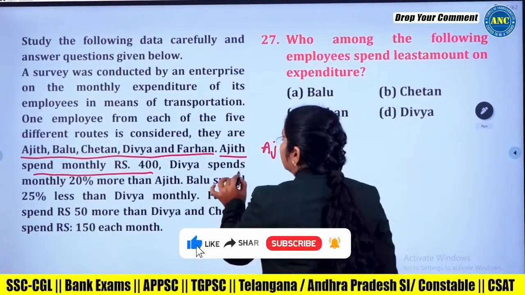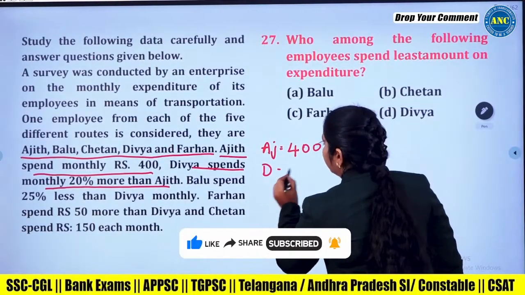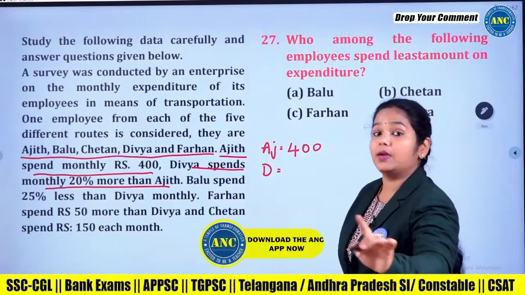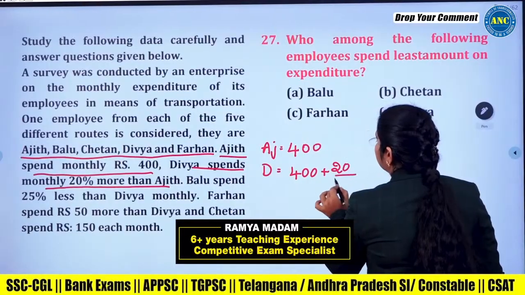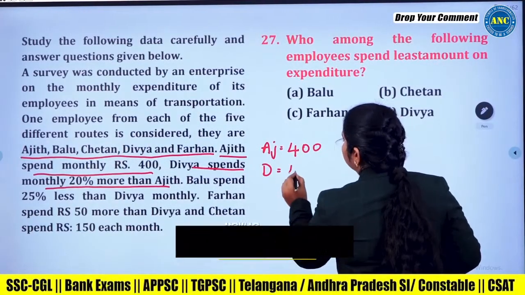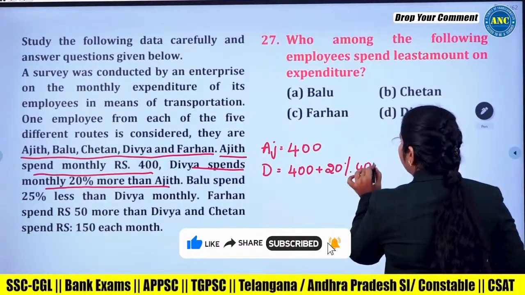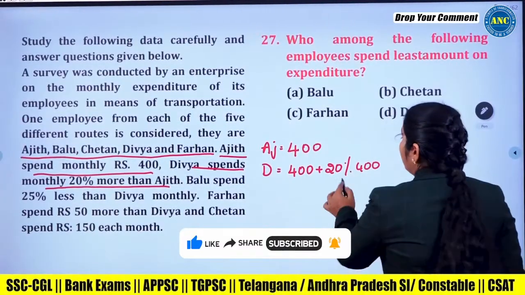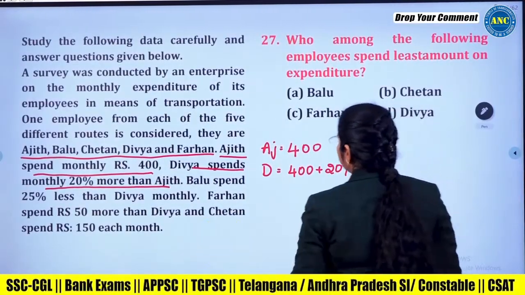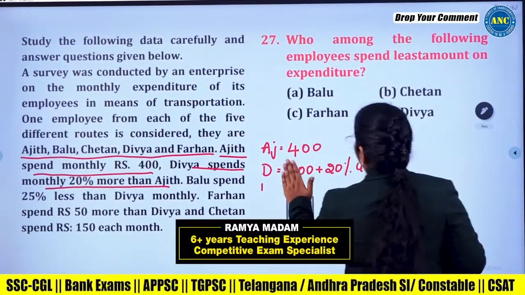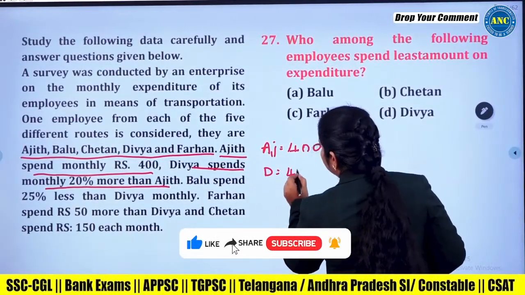Next, what are they saying? Divya spends 20% more than Ajit. So when you take the value of Divya, she spends 20% more than Ajit. So it is Ajit's value 400 plus 20% of Ajit's value. When you take 20% of 400, 10% of 400 is how much? 40. So 20% of 400 is 80. So what is the value of Divya? It will be 480. Divya's value will be 480.